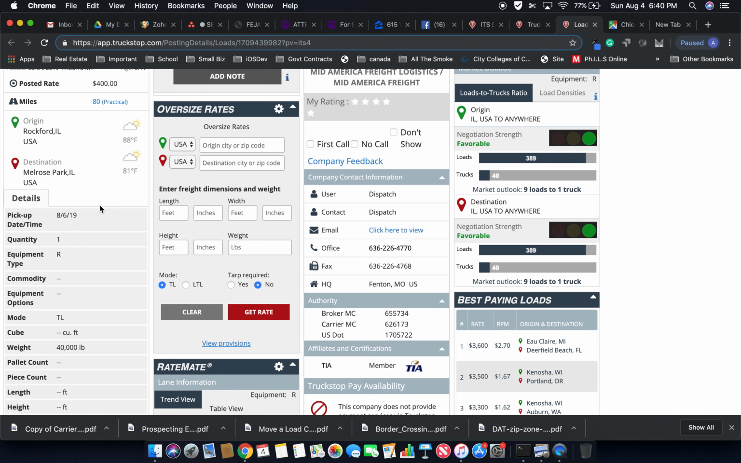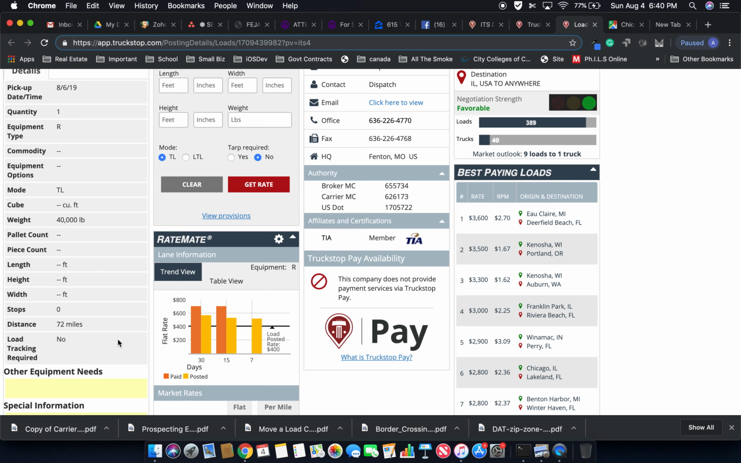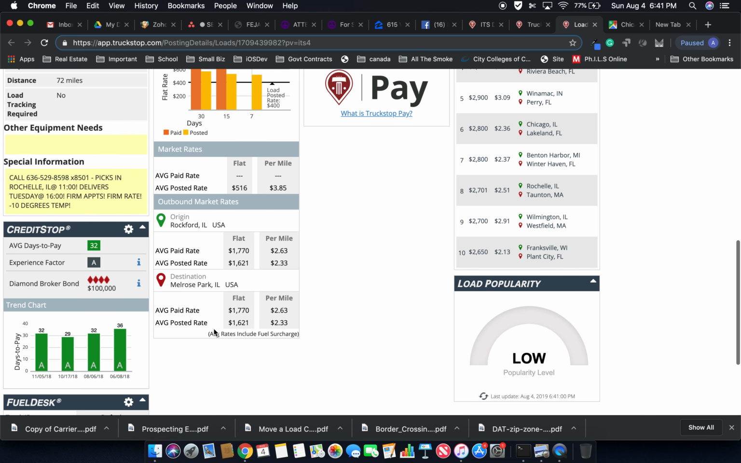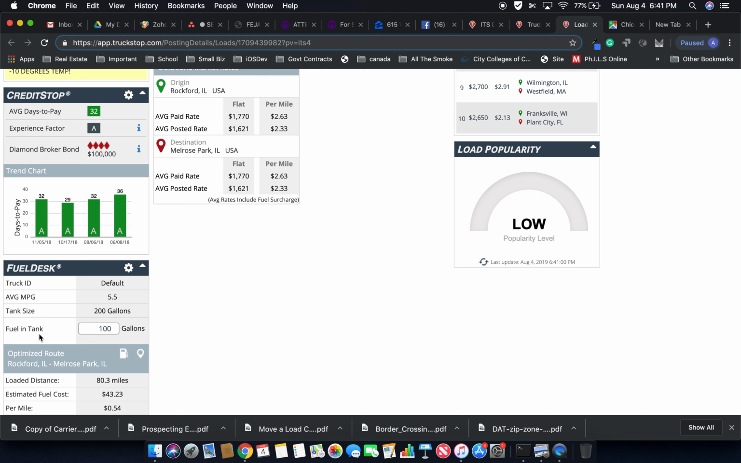So here we go. They want a full truckload. So that's a full truck of reefer, a full reefer truck, 40,000 pounds, 72 miles. And so this is where you kind of get the rate per mile. The average posted rate for something like that would be about 516. That's what they're saying. Now, if they wanted fuel for the 80 miles, it would be $43.